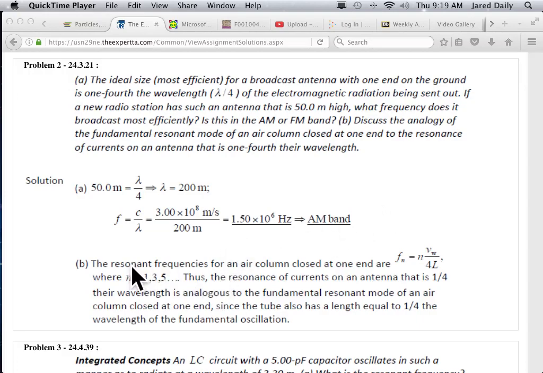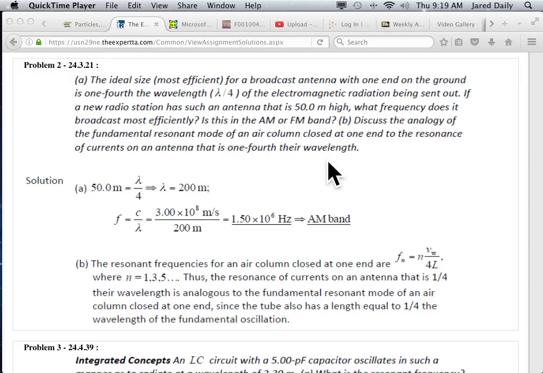I don't know what 1500 is, but close enough. Anyway, part B says to discuss the analogy: the fundamental resonant mode of an air column closed at one end, with the resonance of a pure antenna being 1/4 the wavelength. They're talking about how in a tube of air you can have resonant frequency, the base resonant frequency, which is the fundamental, and then harmonics in certain tubes.